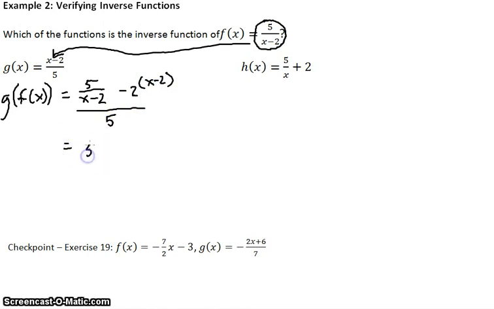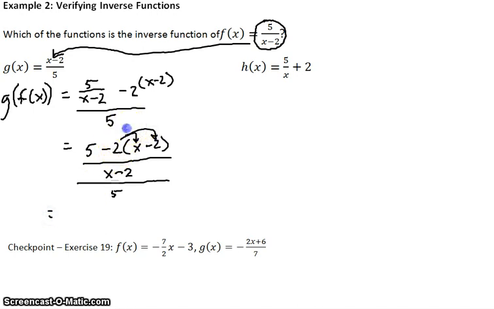So it becomes 5 minus 2 times x minus 2 all over x minus 2 all over 5. Now, doing some quick algebra here, I'm going to distribute this. I get a negative 2x plus 4. So I get 5 minus 2x plus 4 all over x minus 2 all over 5. Now this is going nowhere fast, but we're going to simplify it to show that it's not equal to this.